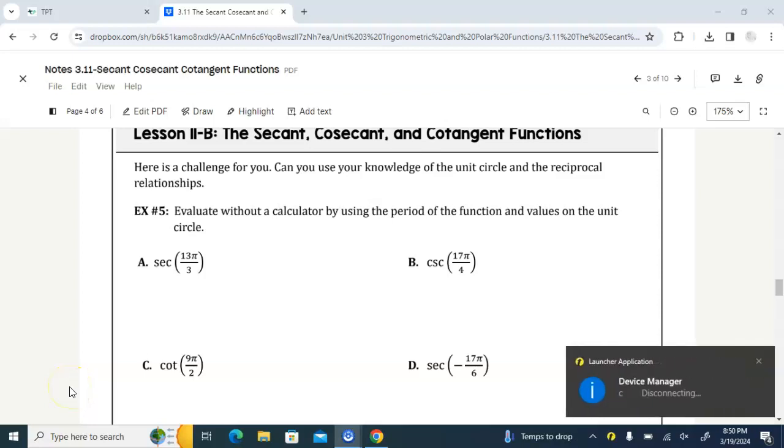Geometry, people. Wait, you aren't in geometry, you're AP Pre-Calc. It's been a long day.